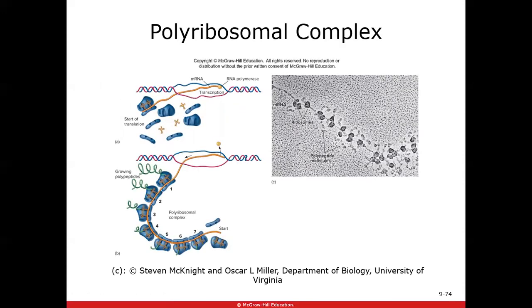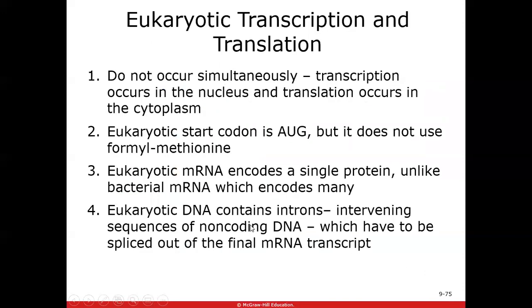So you have the polyribosomal complex. This is where a lot of ribosomes will be on one messenger RNA line, and it will make a lot of proteins all at once, and then they'll join. So you have eukaryotic transcription and translation. Eukaryotic transcription and translation do not occur simultaneously. Transcription occurs in the nucleus and translation occurs in the cytoplasm.